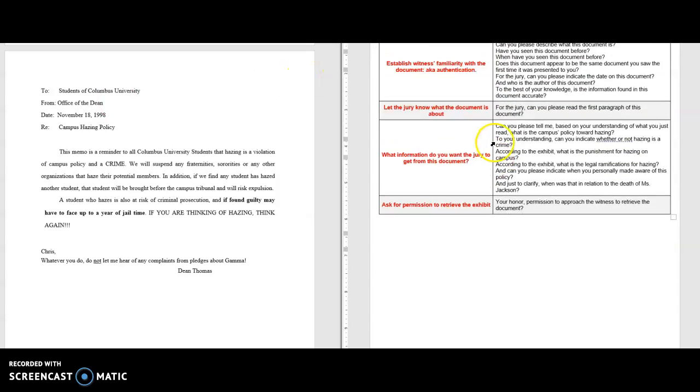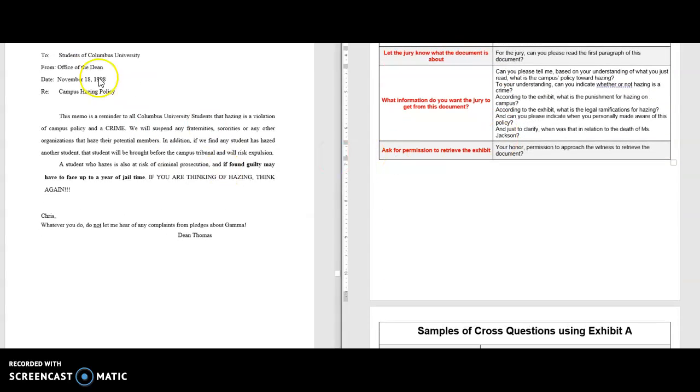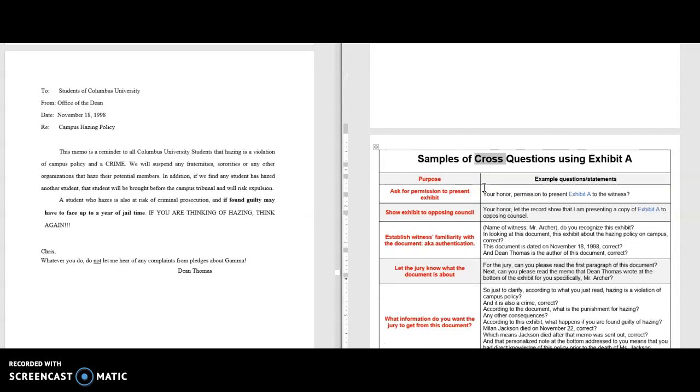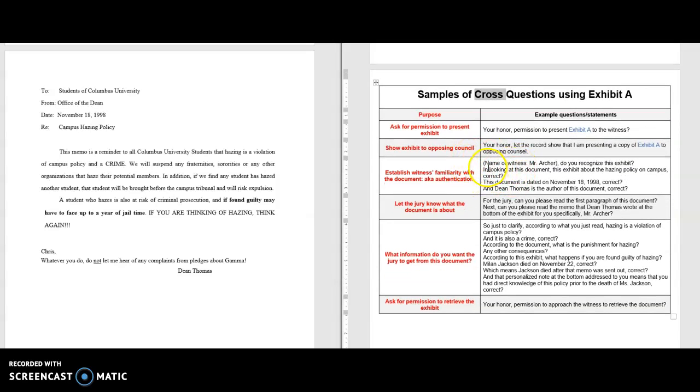Let's take a look at some samples of cross-examination questions for the same piece of evidence here. So these are cross questions. Notice here that the difference is that we're looking at more leading questions. The information that's being presented is essentially the same, but again, the difference is the way the questions are phrased.